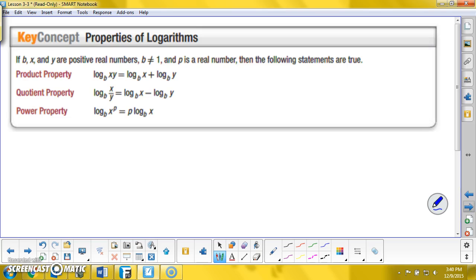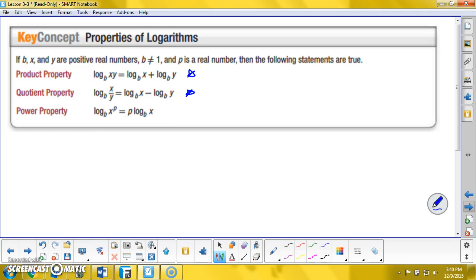Here they are. The first one is called the product property of logarithms. Please write it down. It basically says if you have the log of x times y, base b, you can rewrite that as the sum of two logs, the log of x base b plus the log of y base b. And then the quotient property, write it down, says if you've got the log of x divided by y base b, you can rewrite that as the difference of two logs, the log of x base b minus the log of y base b.